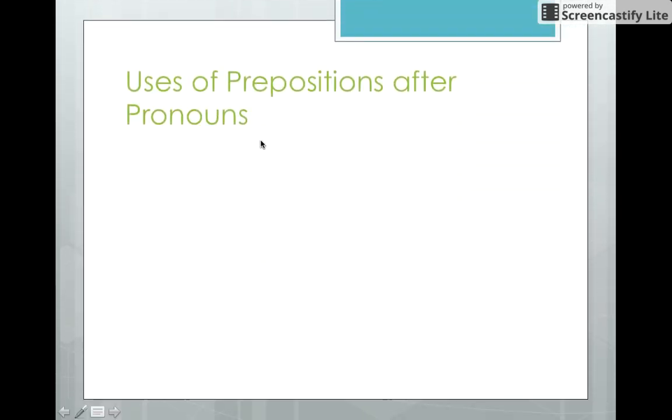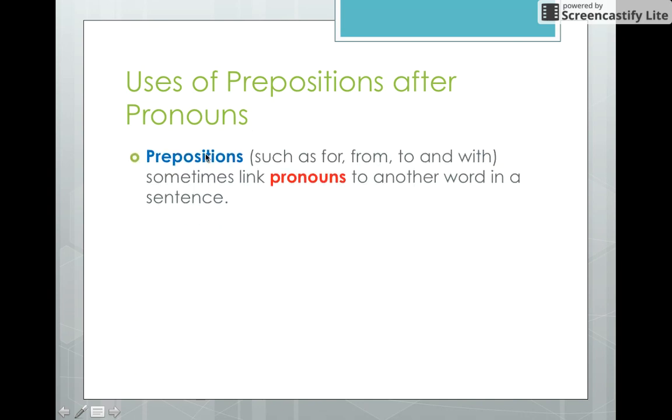What are some uses for prepositions after pronouns? Let's take a look. Prepositions such as for, from, to, and with sometimes link pronouns to another word in a sentence. So if you notice, prepositions are going to be color-coded as blue in this presentation, and pronouns will be color-coded as red.